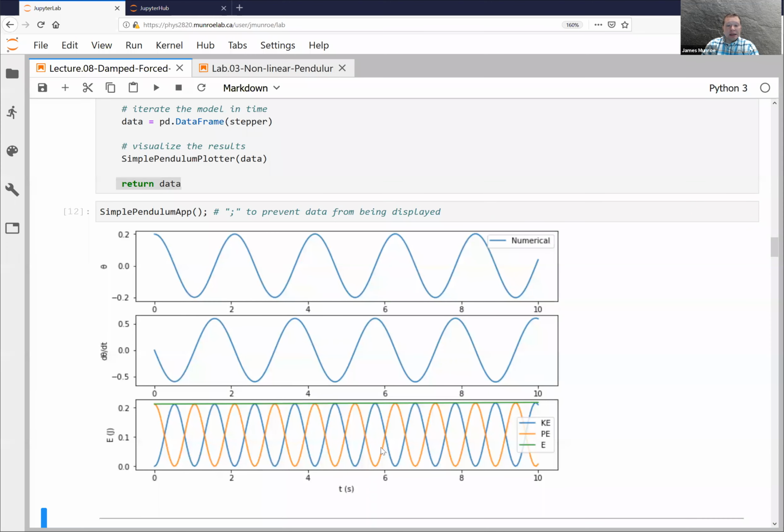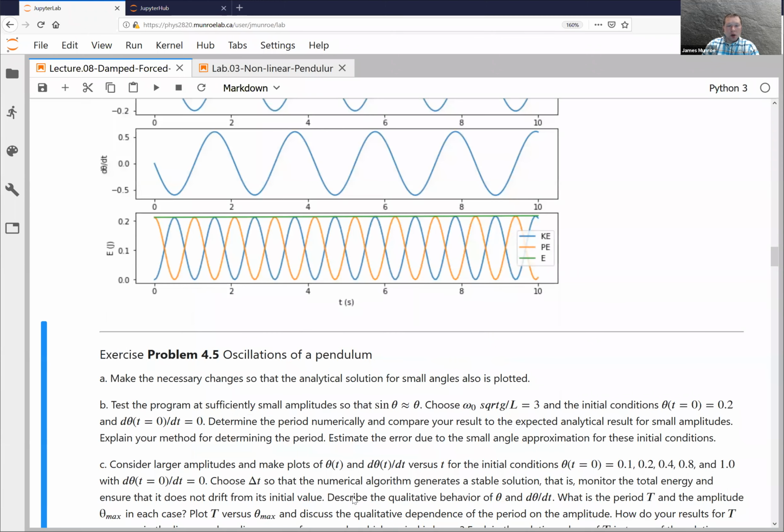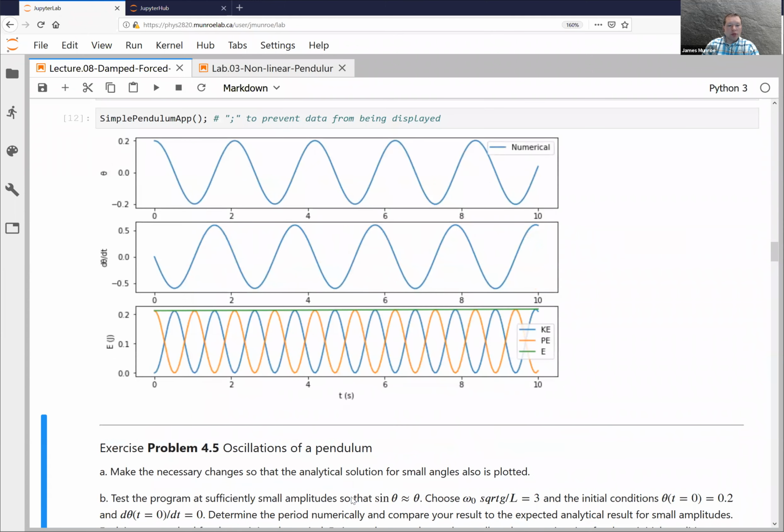One of the things you can see is if we plot the kinetic energy and potential energy, like in lots of oscillators, there's this exchange going on between kinetic energy and potential energy, but the total energy is remaining flat all the way through. Okay, so let's do some things with this code.